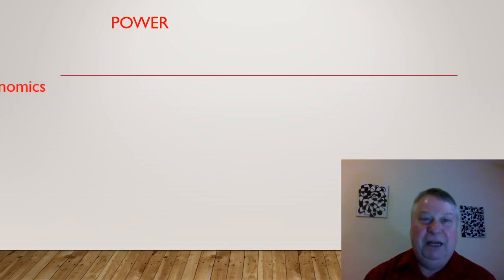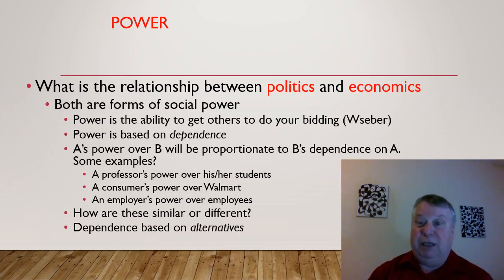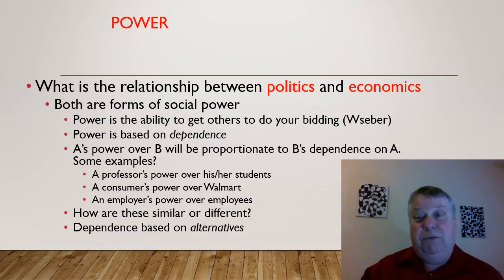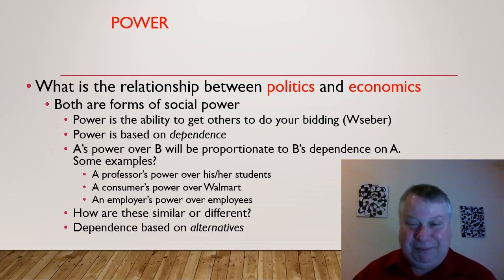So what is power? And what is the relationship between politics and economics? Both politics and economics are forms of social power. They exist because people are doing something, right? That's essentially it, power comes down to people doing something. So one way of looking at things is, for example, Weber defines power as the ability to get others to do what you want them to do, even if they don't necessarily want to do it. Maybe especially if they don't want to do it.